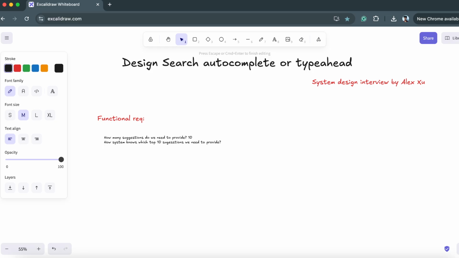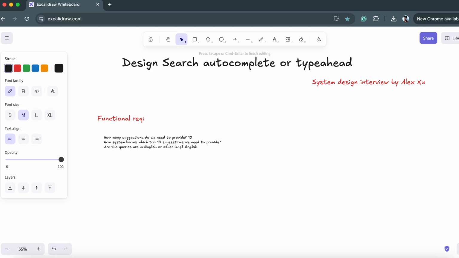So the next question is: are the search queries in English or other languages? Let's suppose we get the answer that only English is what we are supporting for now. If time is left, we can discuss other languages as well. That is the answer we get at this point in time.